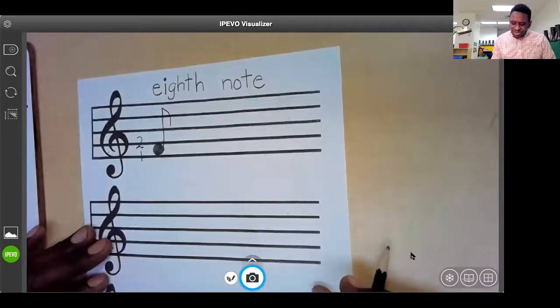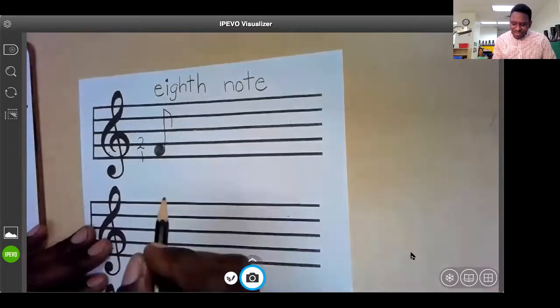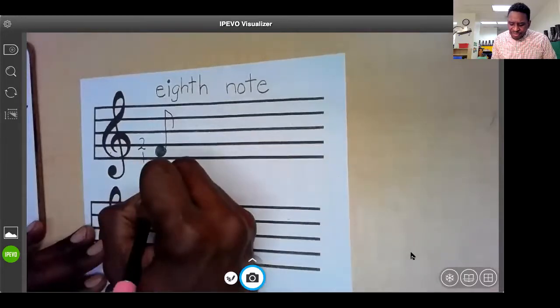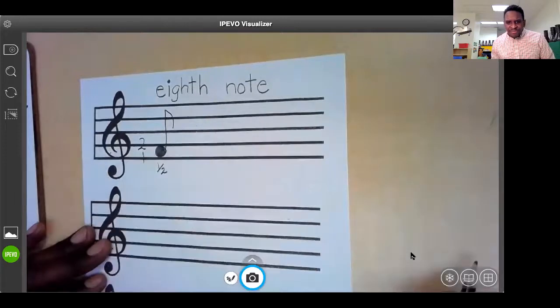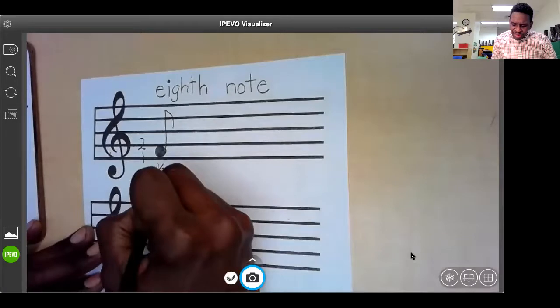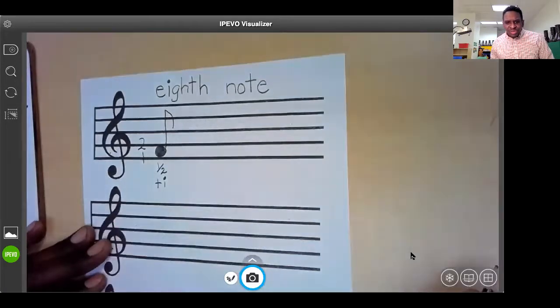Let's draw another one. Oh, let's put the singing syllable. It is half a beat. If you want to put half, it is half a beat. And that's how you write half. And then T underneath. Can't forget those two things.